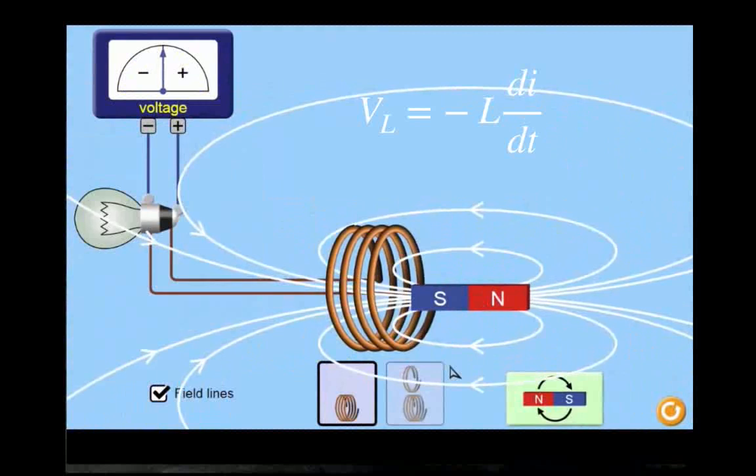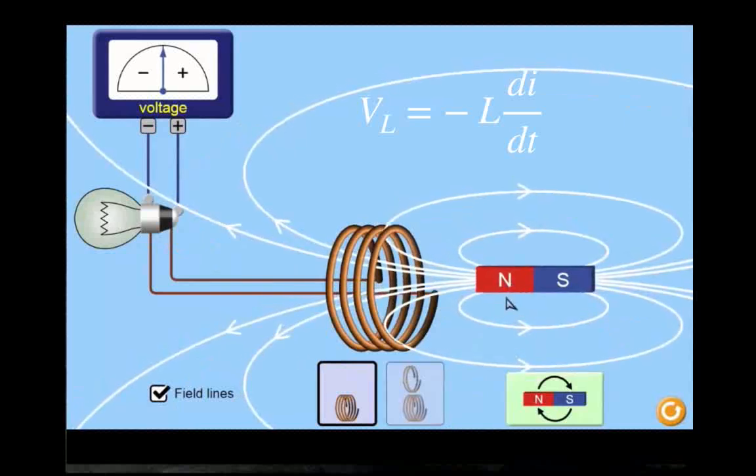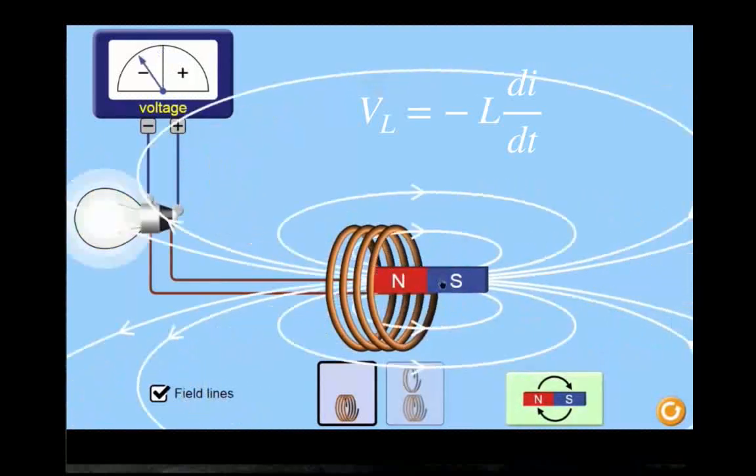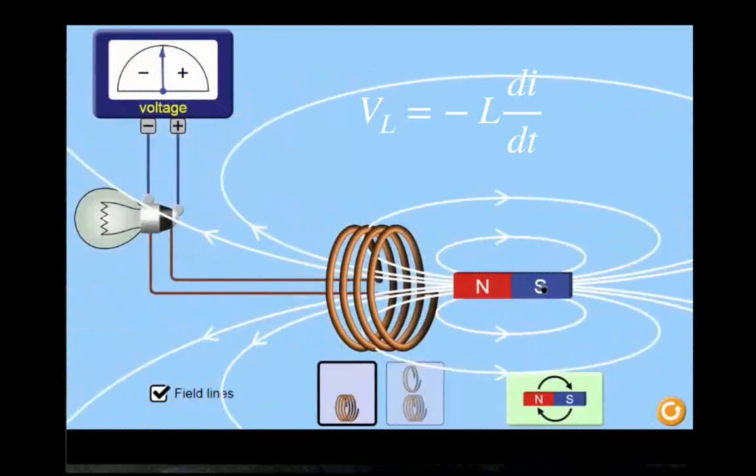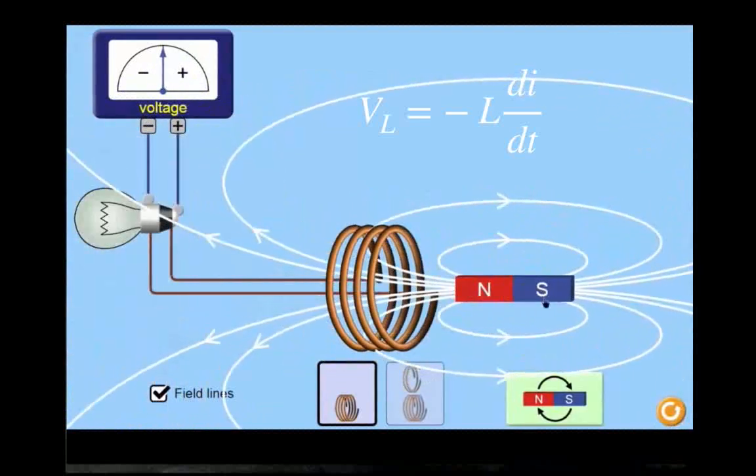The faster we move the magnet, the more brightly the bulb lights up, which essentially means the greater the current running through the circuit. Notice that when the magnet changes its direction, the voltage also changes its direction or sign. But how or why exactly does this happen?